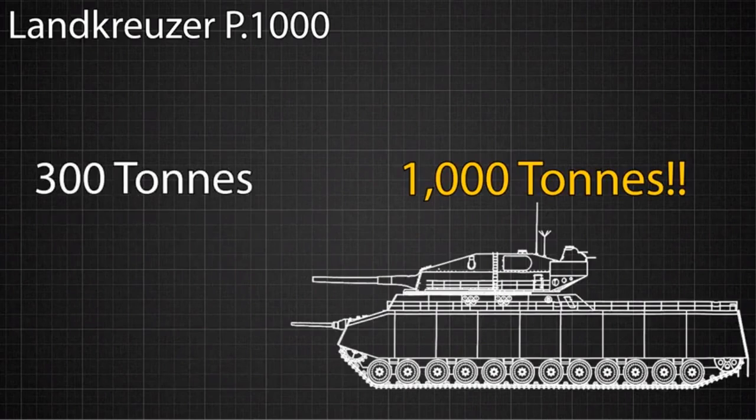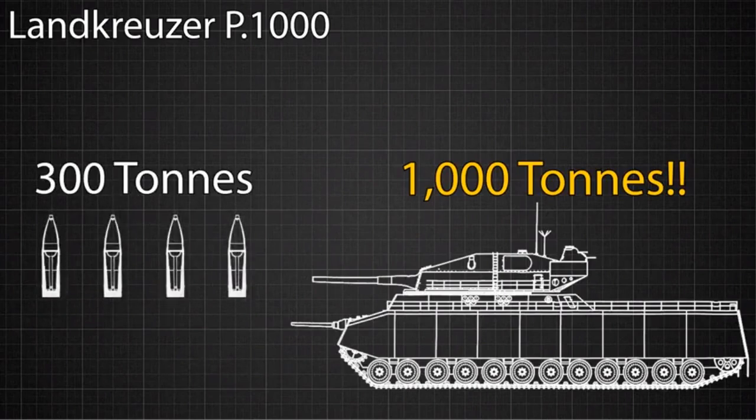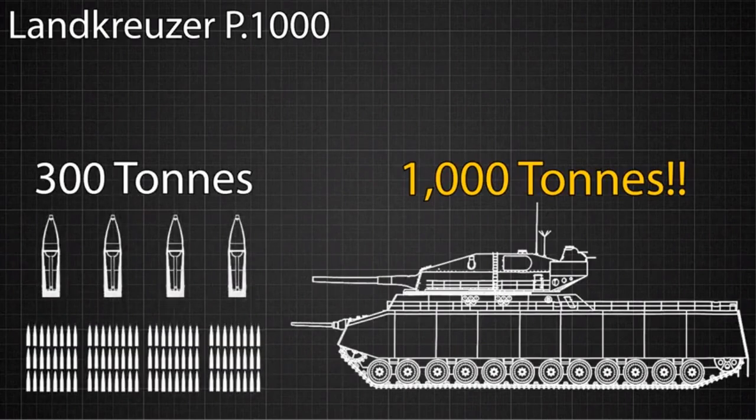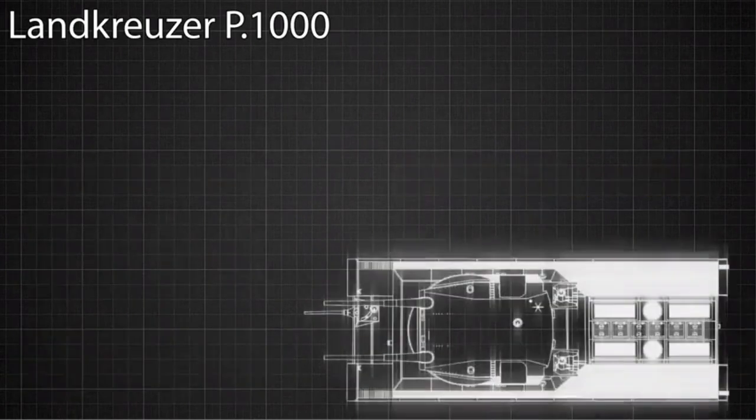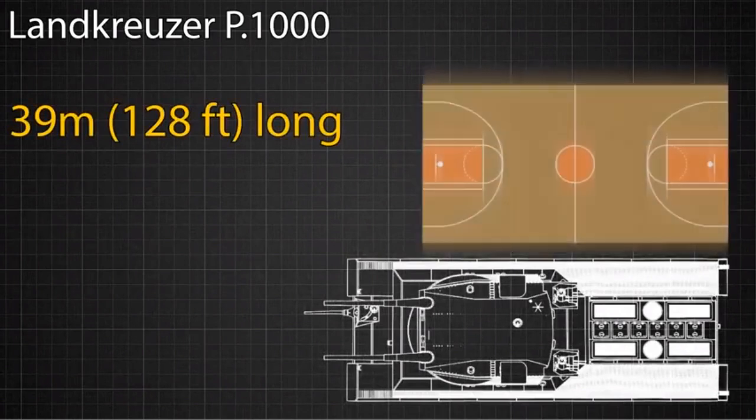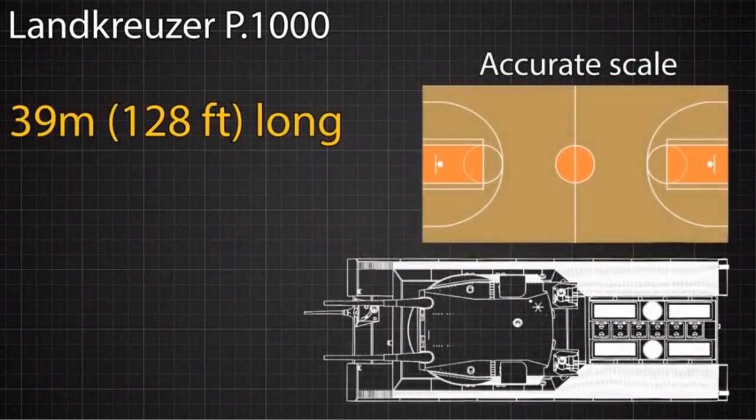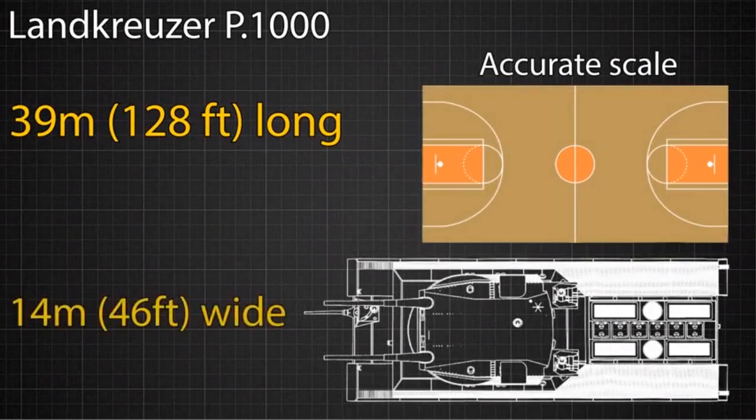300 tons of the total weight would have been devoted entirely to munitions like shells for the cannons and bullets for the machine guns. It was planned to be 39 meters long, longer than the length of an NBA basketball court, as well as 14 meters wide, which is roughly the same width of a basketball court.